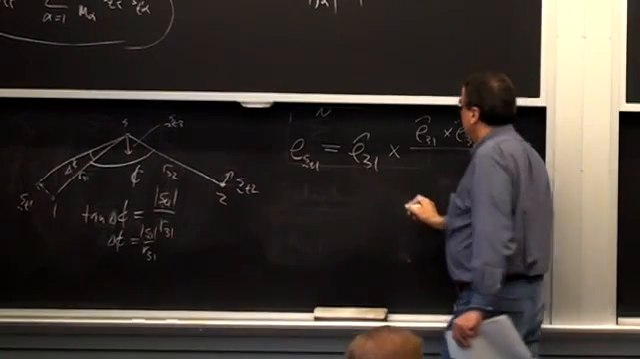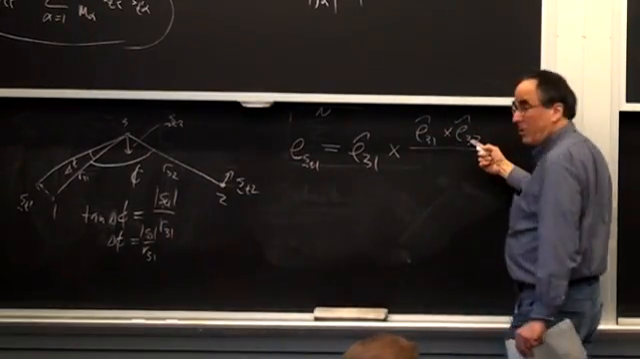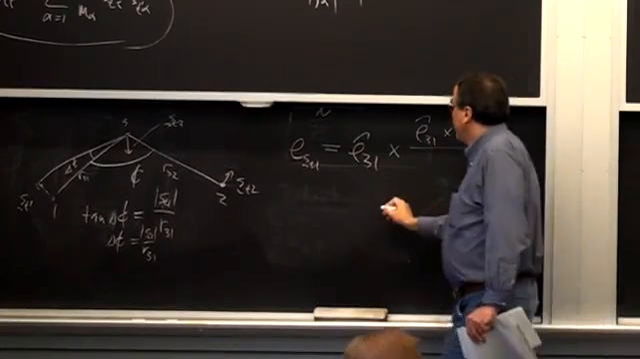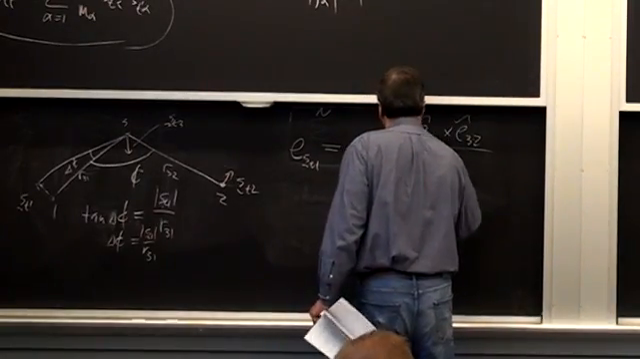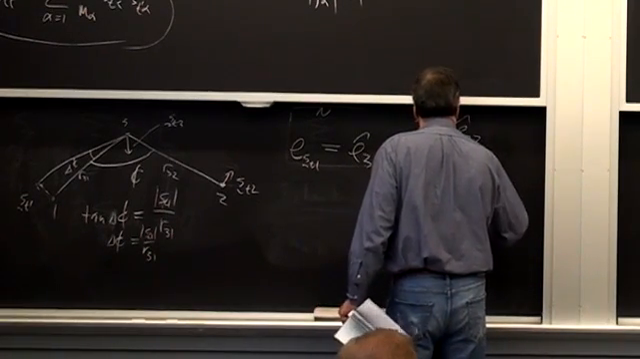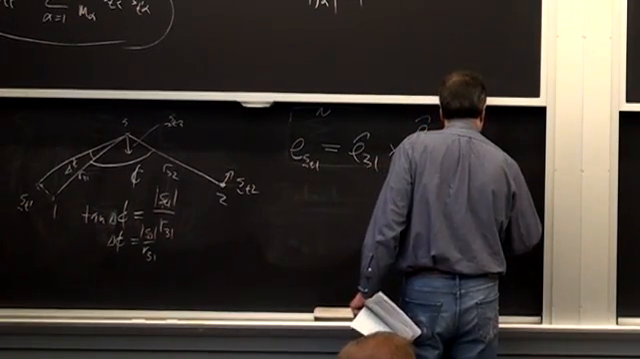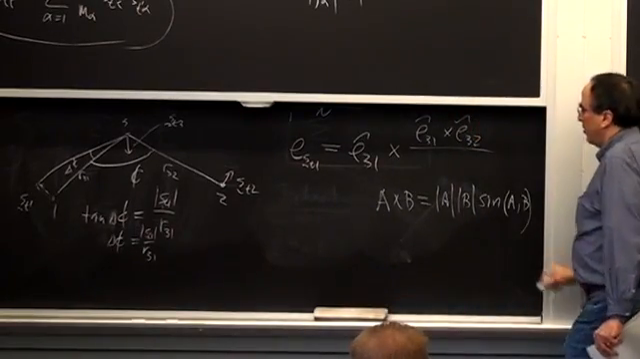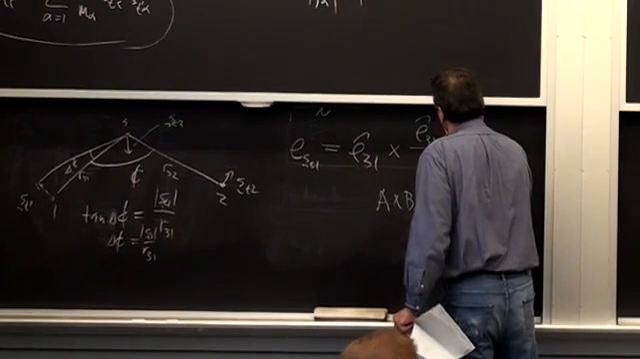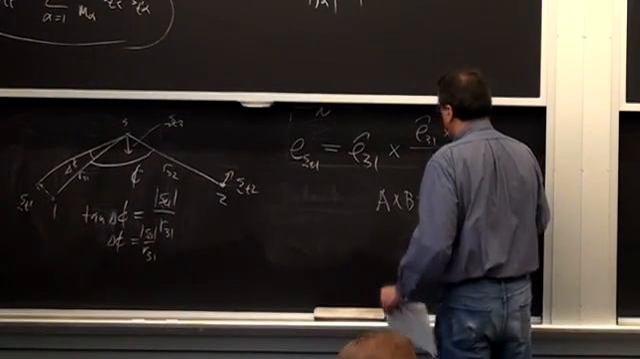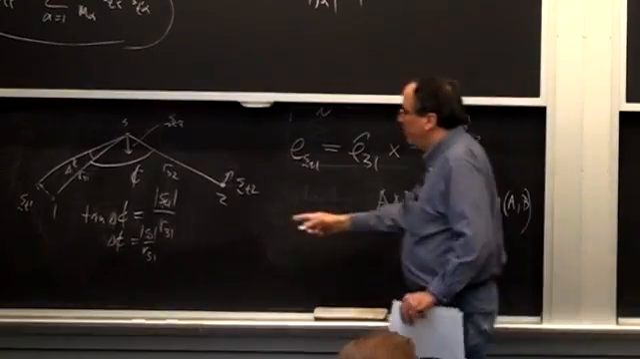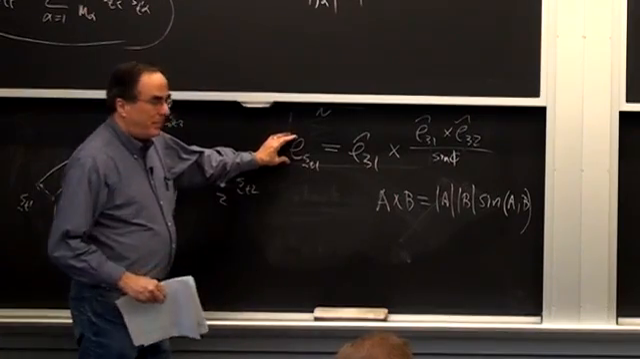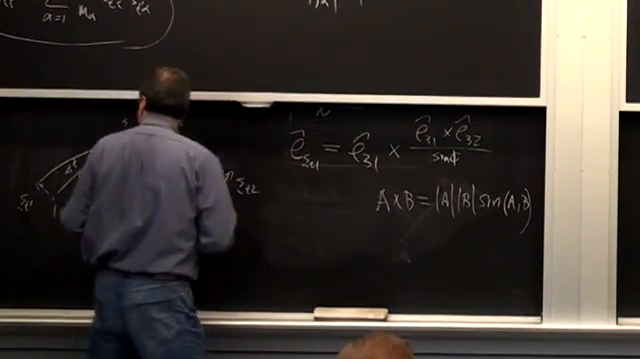But now we have to ask, well, what about the magnitude? If we have a cross product of two vectors, that's going to be A B sine of the angle between them. And so we're going to have a sine phi, the equilibrium value here. And so this then provides the direction of this vector.